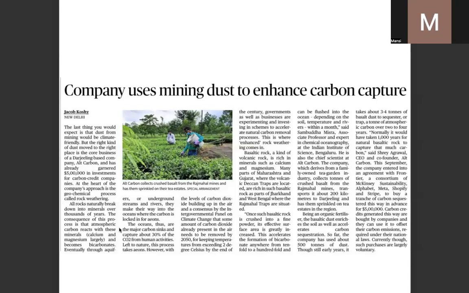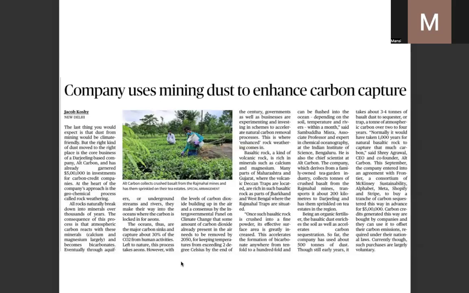All rocks naturally break down into minerals, into smaller particles over thousands of years. The consequence of this is that the atmospheric carbon reacts with those minerals, for example calcium and magnesium largely, and they turn into bicarbonates. Through aquifers, when they come into contact with waters through rivers and other streams and lakes, they make their way into the oceans where carbon is locked in for eons.